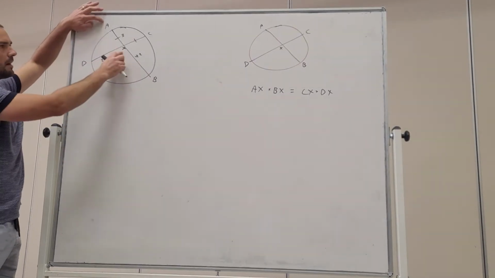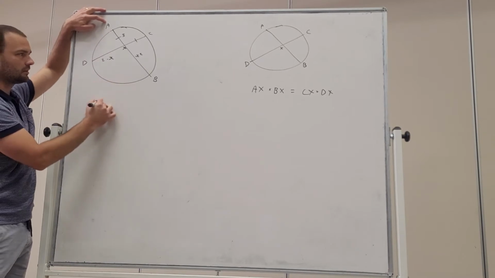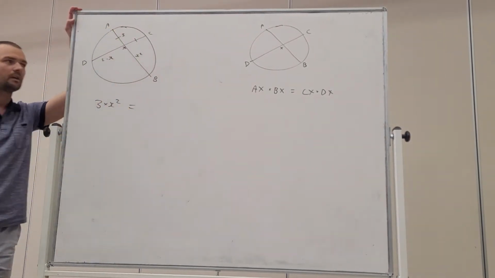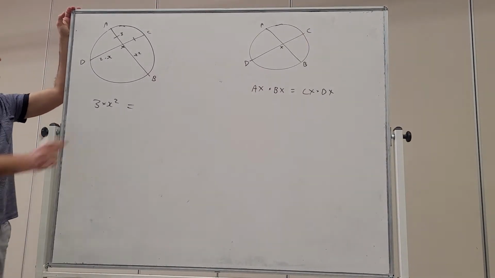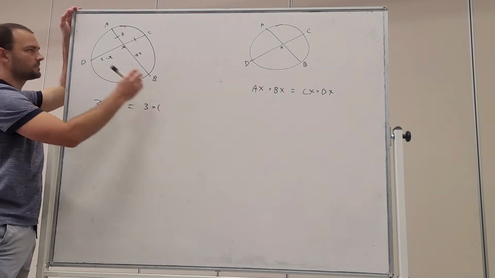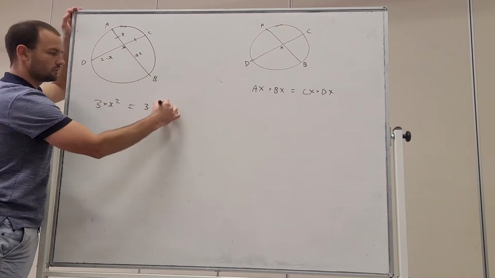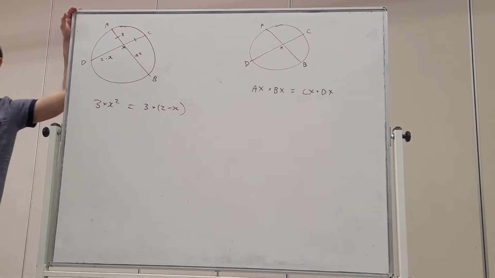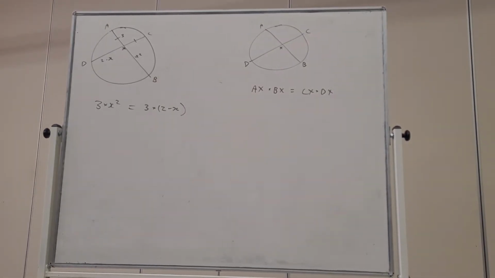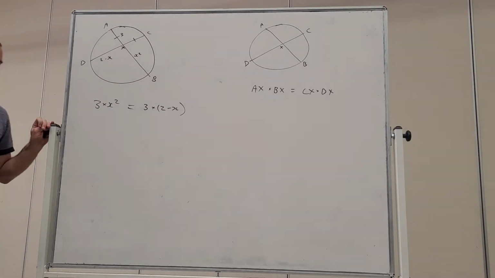So we've got ax is 3 times bx is x squared, so we've got 3 times x squared is equal to, we've said this side is 3, cx, so 3, and then times dx is 2 take x. Alright, so straight away we've just extracted the lengths and come up with an equation. And now we're going to solve this.